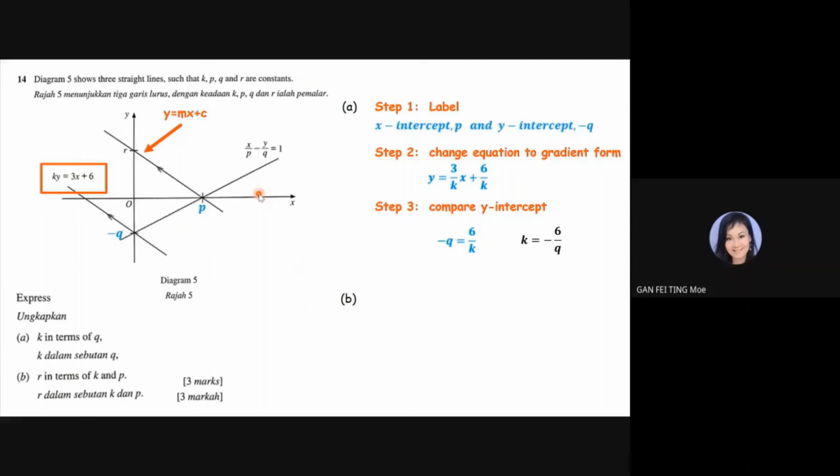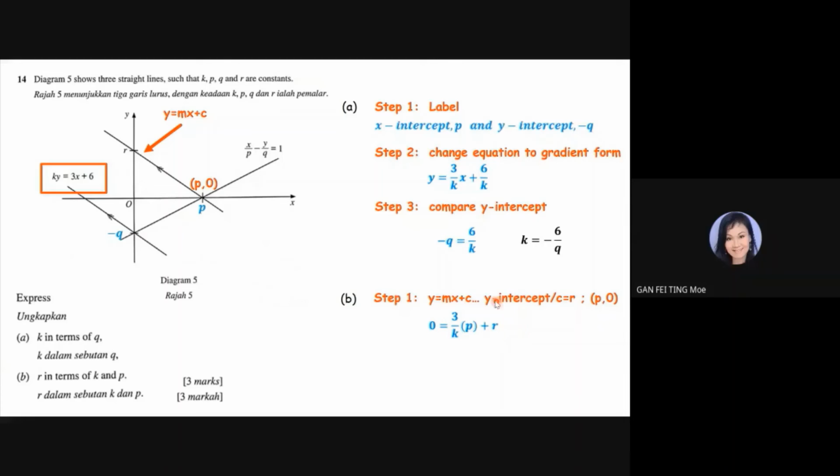You can't take this one, because if you take this, the C will be gone. So you take this, P and 0. X is P and Y is 0. So C will turn into R. Okay, good. So sub it into here: Y is 0, gradient is 3 over K from here, and P is X from the diagram. And R is your Y-intercept.